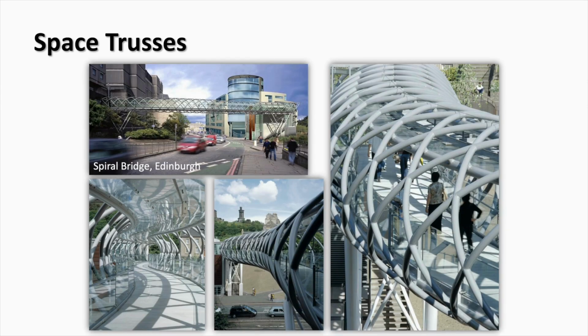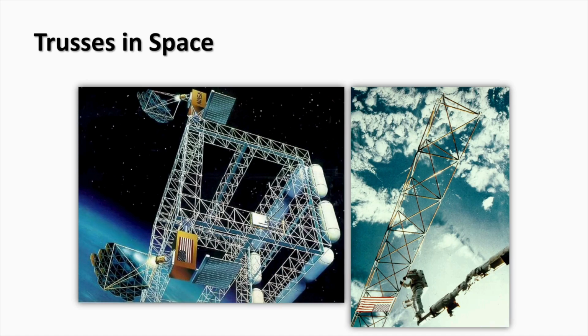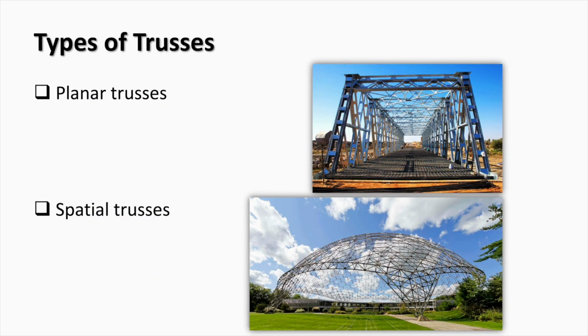Spatial trusses are also used in bridges. Here you can see the spiral bridge which was erected in Edinburgh at the old St James's Centre. This pony truss had a very complex shape following a curved pipe. And the European Space Agency and NASA also use trusses in space because of their structural efficiency and ease of construction. As we've seen, depending on complexity, trusses can be divided into planar and spatial. In this series of lectures, we will consider planar trusses.